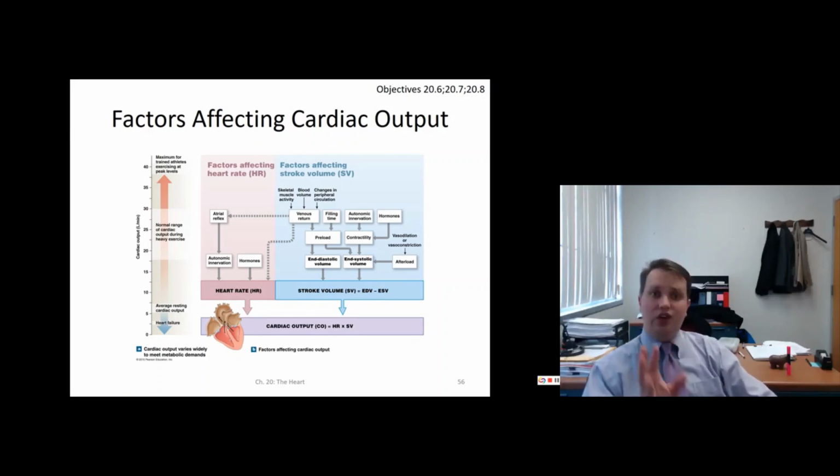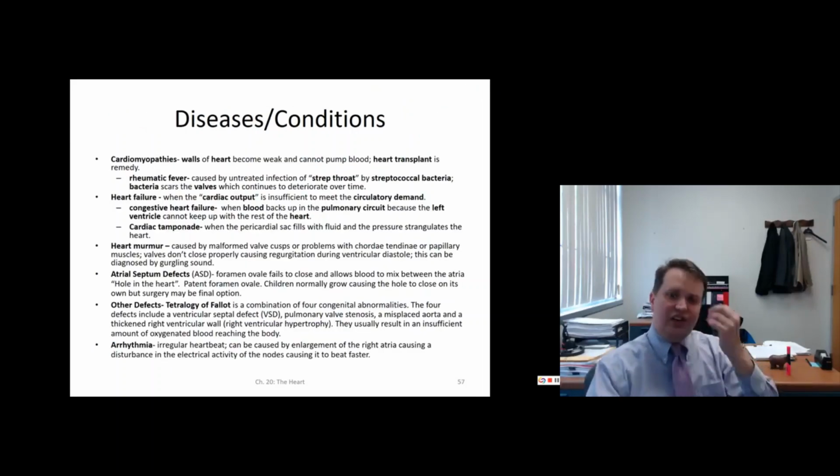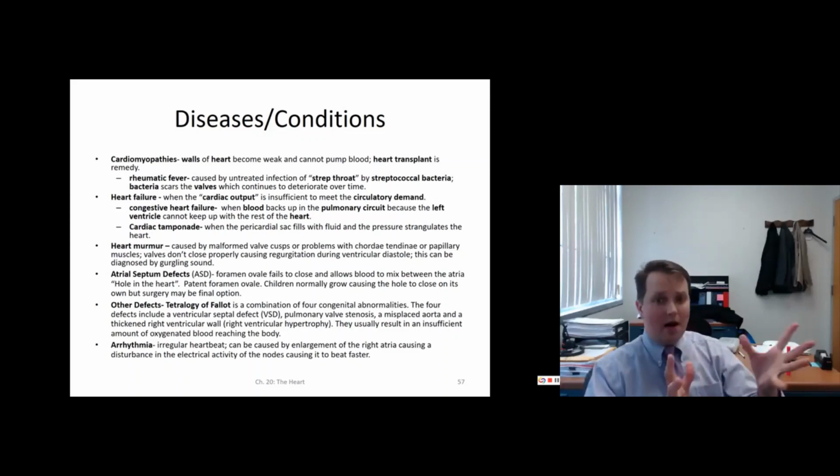This is hugely important. I'm going to ask you what happens if I increase preload. Or if I were to increase contractility, what's going to affect? I'm going to ask you Frank-Starling Principle. Okay? These diseases and conditions are not on the test. I'm not even going to talk about them here. They're there if you want that. These are some basic things.